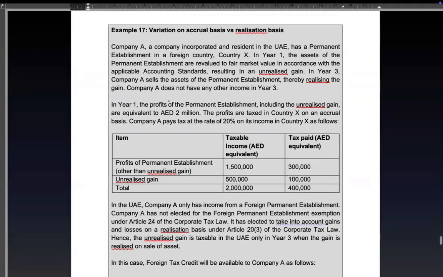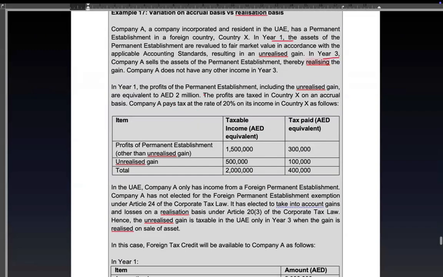They have given a similar example. A company incorporated and resident in the UAE has a PE in the foreign country, country X. In year one, the assets of the PE are revalued at market value, and in year three, the assets of the PE are realized. So year one unrealized, year two unrealized, year three you have realized the gain. In the UAE, profit includes an unrealized gain of 2 million. Tax in country X is on an accrual basis, and the taxable income is equivalent to 300,000. The profit of the PE includes an unrealized gain of 100,000. This is the total tax paid out of the UAE.